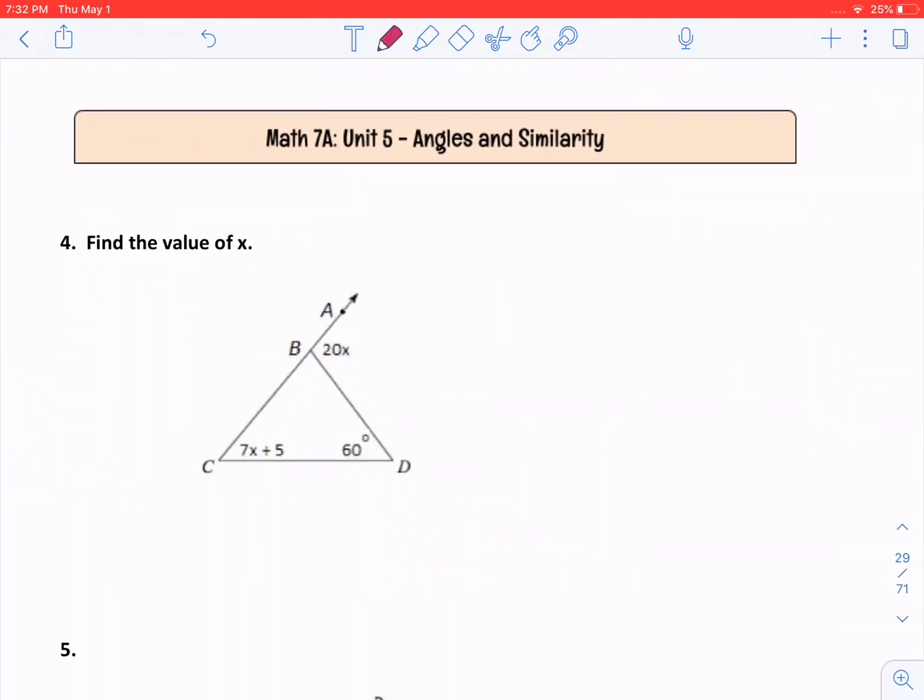All right, let's try it again. Using our theorem, this is our exterior angle on the outside, so 20x, and that's going to be equal to the two remote interior angles. So these boxes are the interior angles, and we're going to add them together. So 7x plus 5, and we're going to add that to 60.